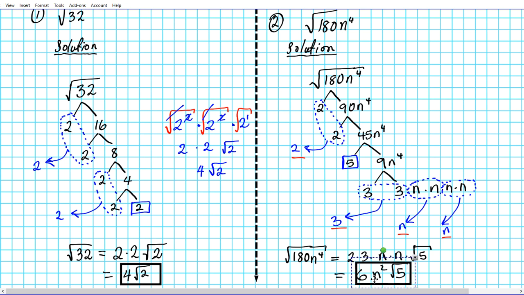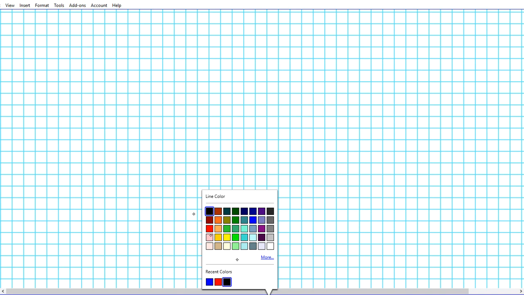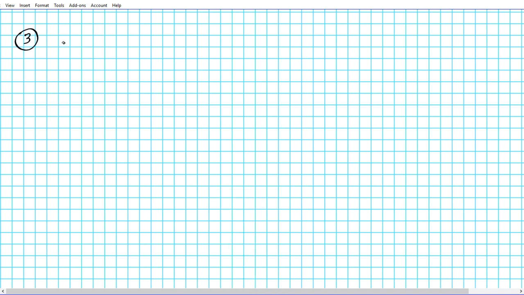Let's take a look at one more example. All right, for question 3, let's consider the square root of 216 x raised to the 3rd power. Okay? All right, let's do this one. We're going to follow exactly the same procedure that we followed for problems number 1 and 2. We're using the prime factor decomposition method here. Okay? So we have the square root of 216 x to the 3rd.